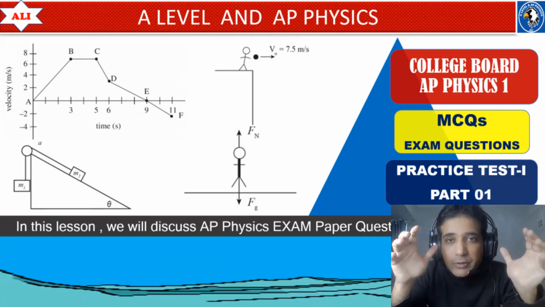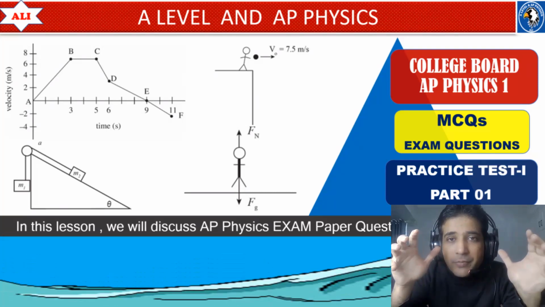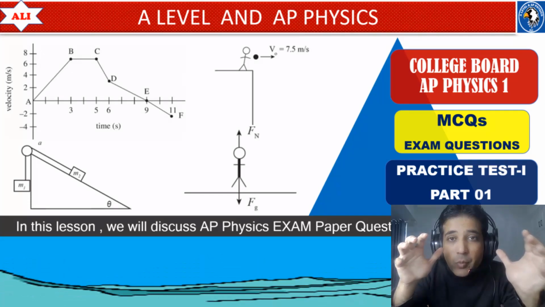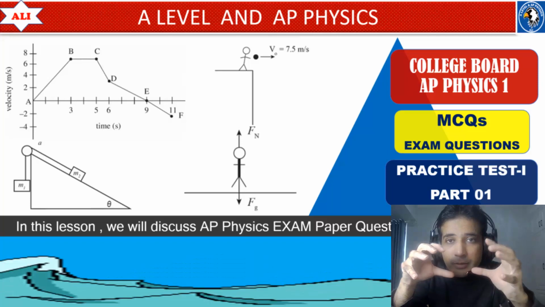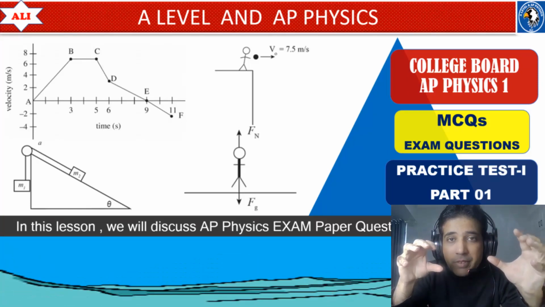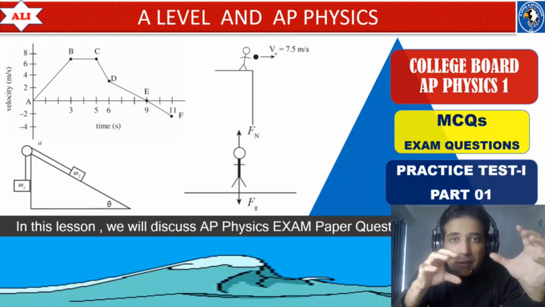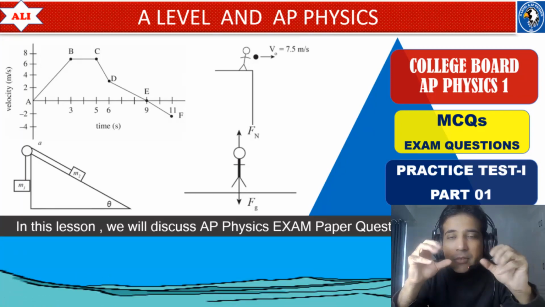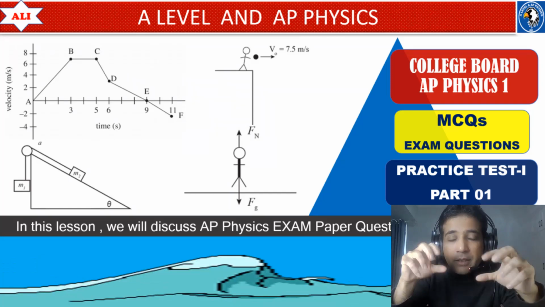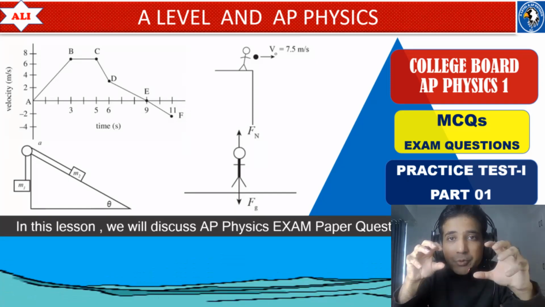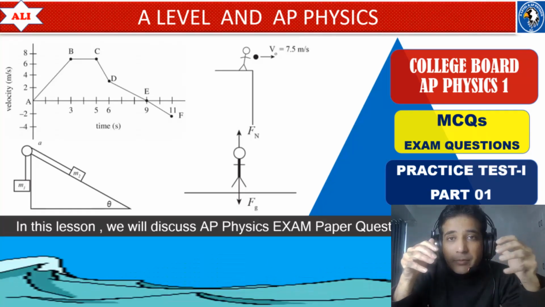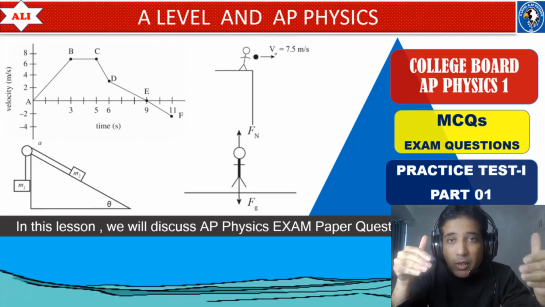So if you're studying for AP Physics 1, you can also go through AS Physics paper 1. You can also find a lot of multiple choice questions in Cambridge AS Physics paper 1, and those questions and AP Physics papers are quite similar. Those questions can help you to improve your conceptual understanding, and also they can help you to prepare for AP Physics 1 and also for AP Physics 2.